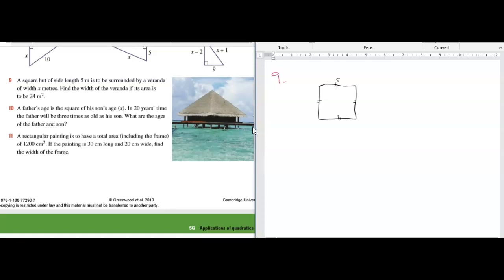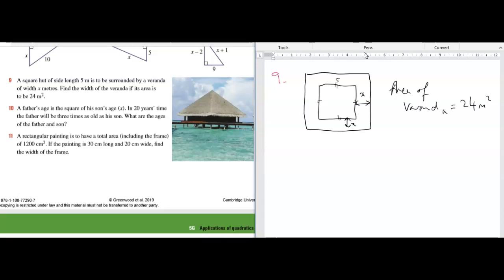And it's surrounded by a veranda. So let's put that veranda on, and it is x meters. So this distance here is x, and the same as this one here. Okay, all around it is x meters. Find the width of the veranda if its area is to be 24. So we want the area of the veranda to be 24 meters squared.